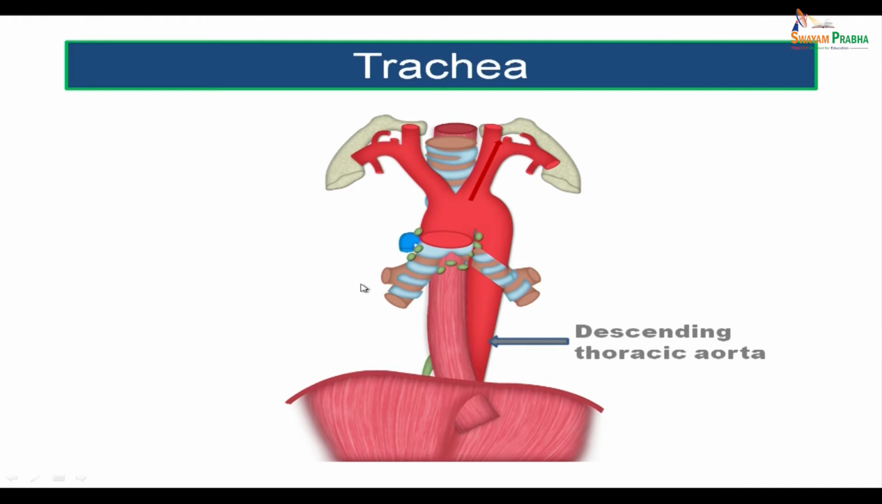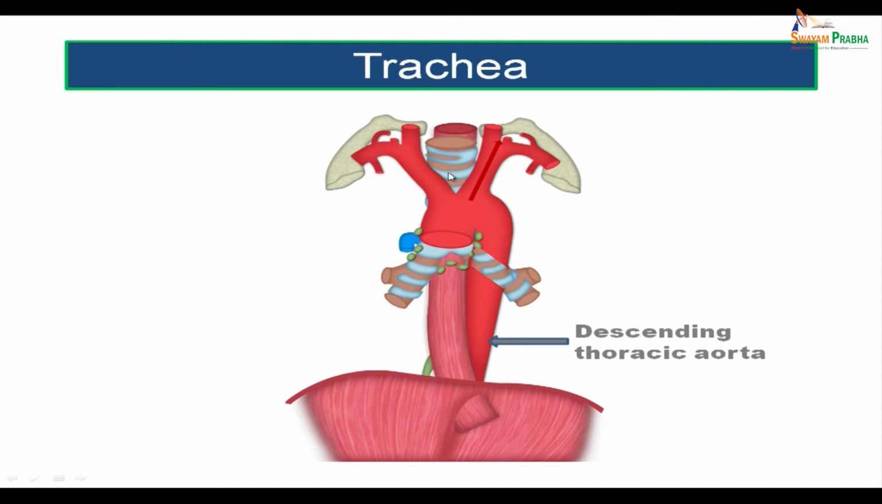Let us look at the trachea. It is present in the neck and it continues down into the superior mediastinum. It extends from the lower border of the 6th cervical vertebra, where the larynx continues as the trachea. It ends at the lower border of T4, or the sternal angle, where the trachea divides into the right and left bronchi, the principal bronchi.